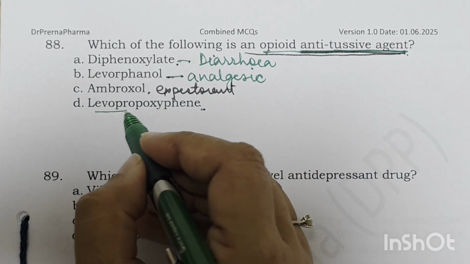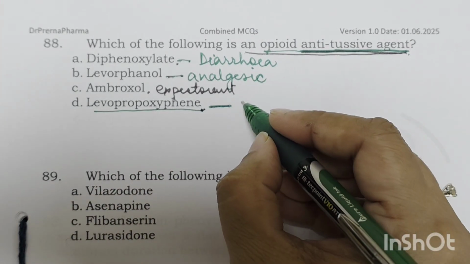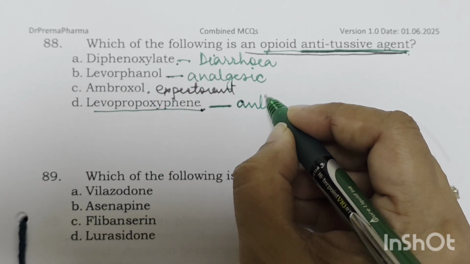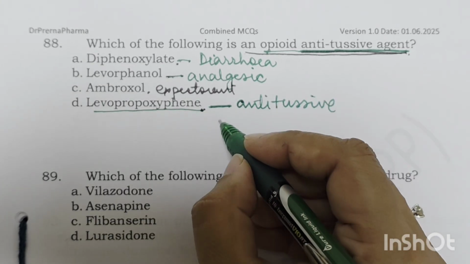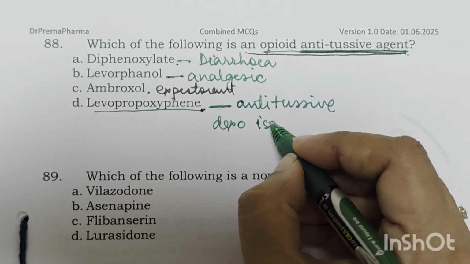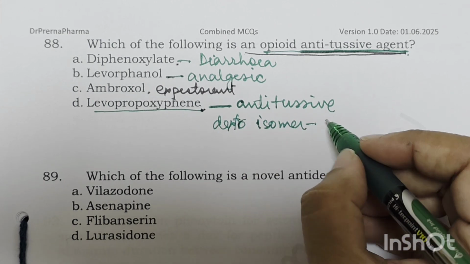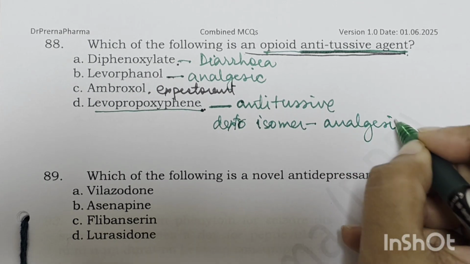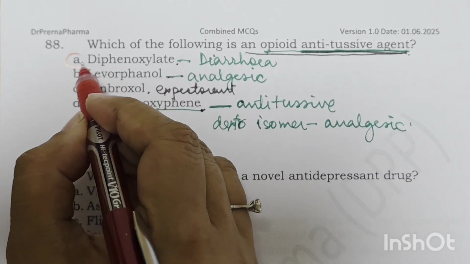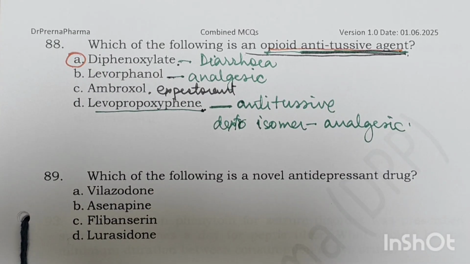Now the levopropoxyphene is the only opioid which is used as antitussive. ठीक है, इसका जो डेक्सो आइसोमर होता है, डेक्स्ट्रो आइसोमर, दैट इज यूज्ड एज एनाल्जेसिक. सो दिस इज द ब्यूटी ऑफ दिस क्वेश्चन, सिंपल क्वेश्चन है देखने में पर कितना कंफ्यूजिंग है.